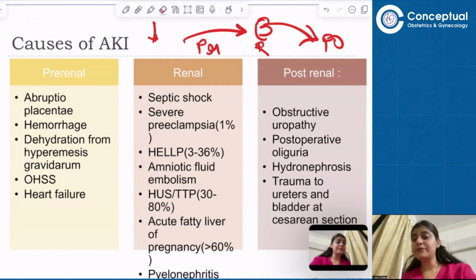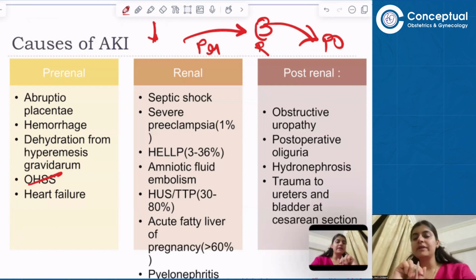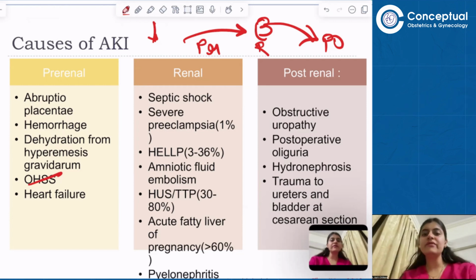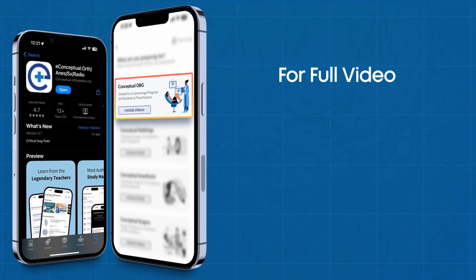Pre-renal AKI: something like abruptio placentae, hemorrhage, dehydration from hyperemesis gravidarum. OHSS does not need to be talked about in pregnancy. Another is heart failure. Where we encounter these scenarios, I will take one case scenario of each so that you all remember. A woman in first trimester comes with severe hyperemesis gravidarum. What is the definition of severe hyperemesis gravidarum? Can anybody unmute and just answer?